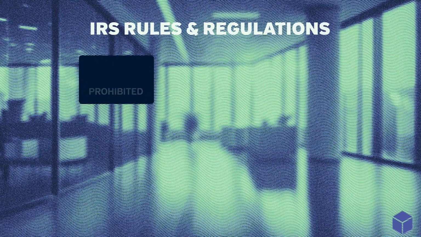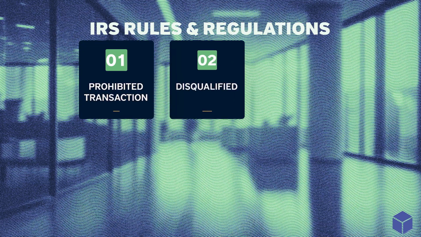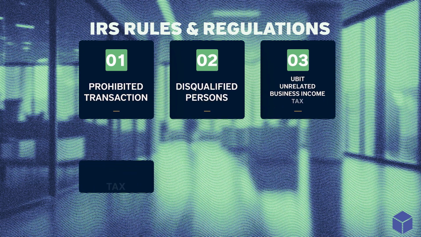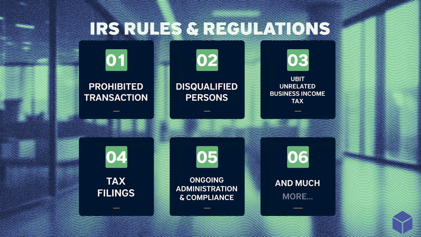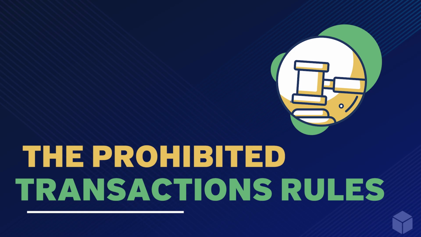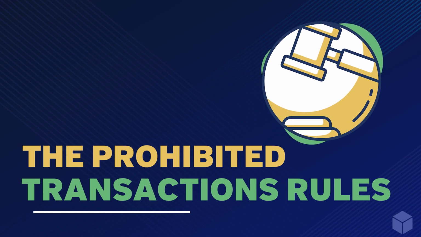And on today's video, I'm going to review everything you're going to need to know about IRS rules and regulations involving prohibited transactions, disqualified persons, UBIT, tax filings, ongoing administration and compliance, and much, much more. So let's get started. The most important rule to know before and when engaging in a self-directed retirement account are the prohibited transaction rules. Good news is they're not that complex. They're basically just common sense, right?